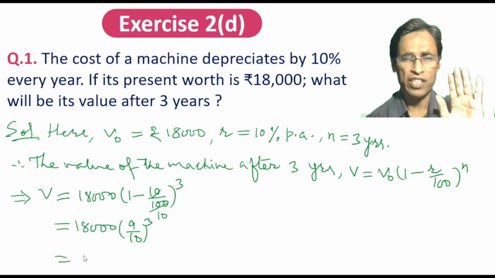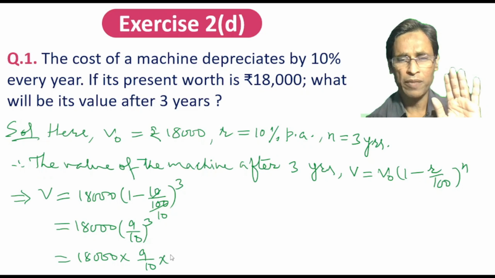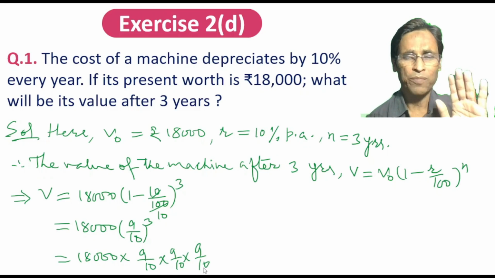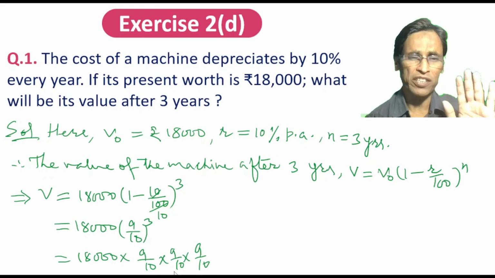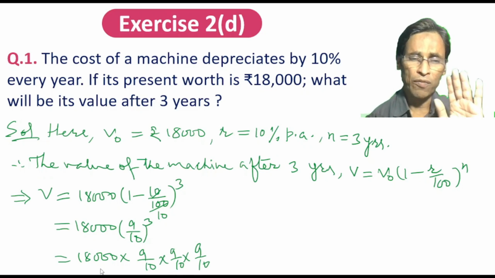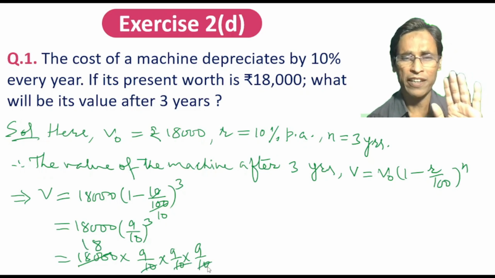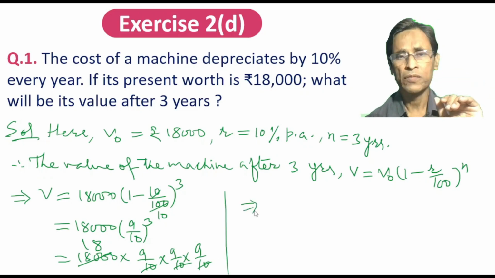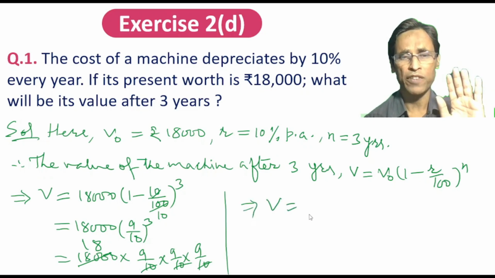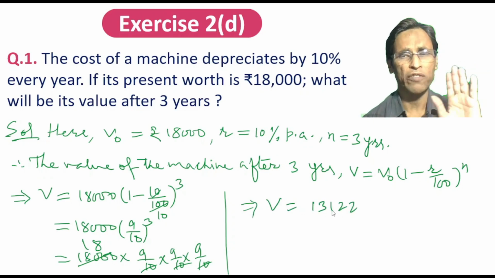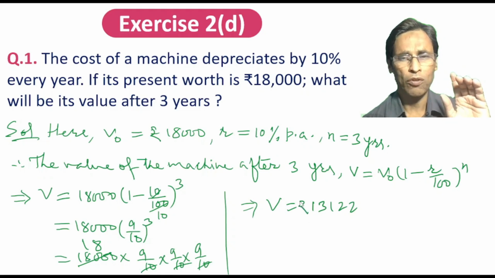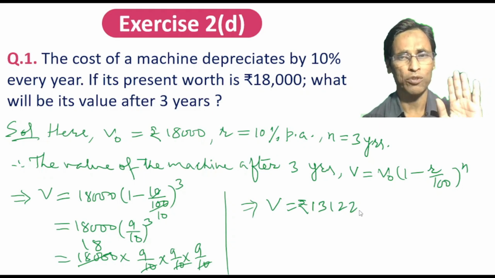Now, in the next step, 18,000 into 9 by 10 into 9 by 10 into 9 by 10. Clearly, there are 3 tens in denominator, so all the 3 tens will divide 18,000 in 18 times. So, we cancel all the 10 and give here 18. Therefore, the value after 3 years will be 13,122 in rupees. So, the value of the machine after 3 years is rupees 13,122.